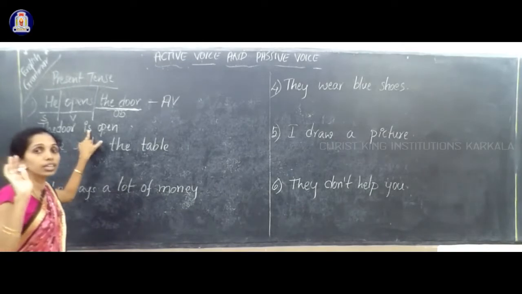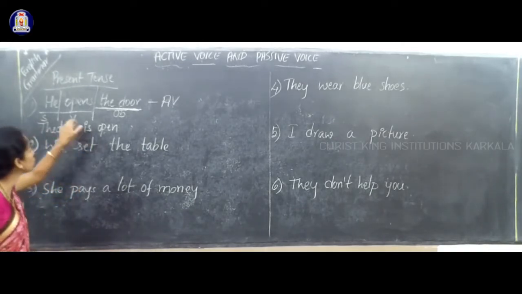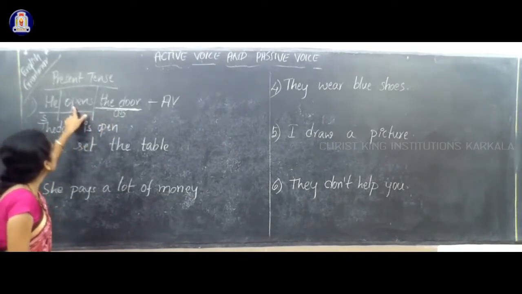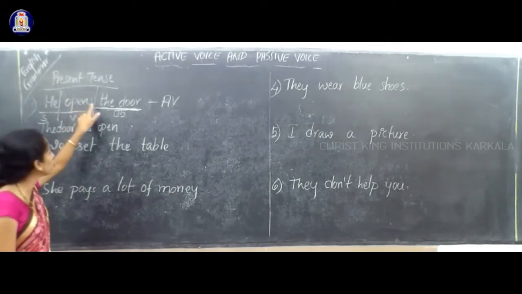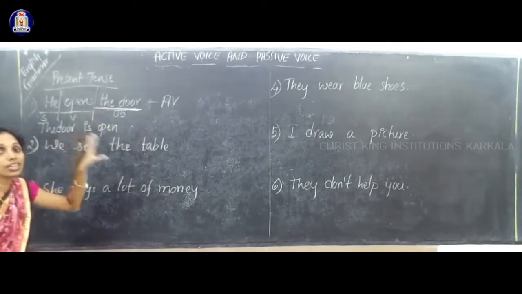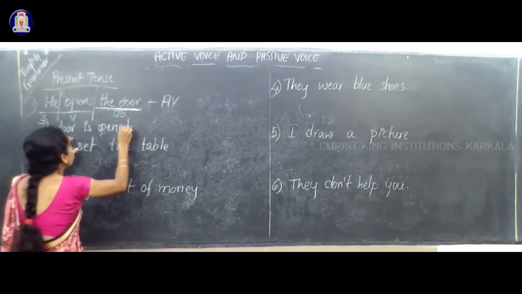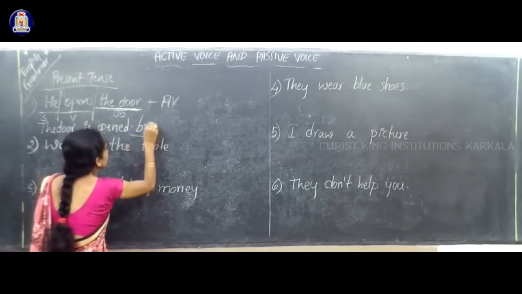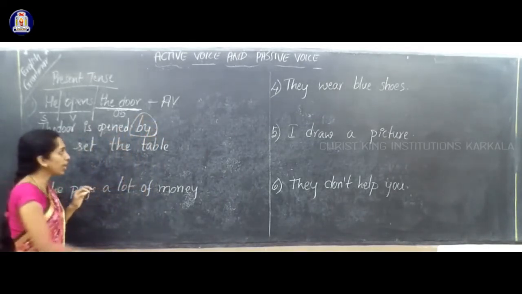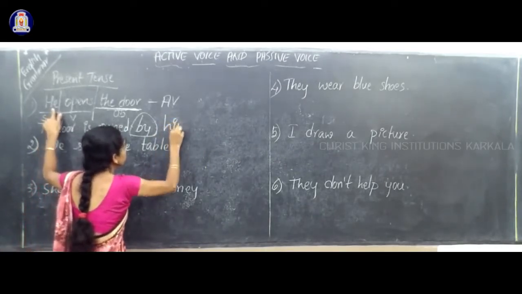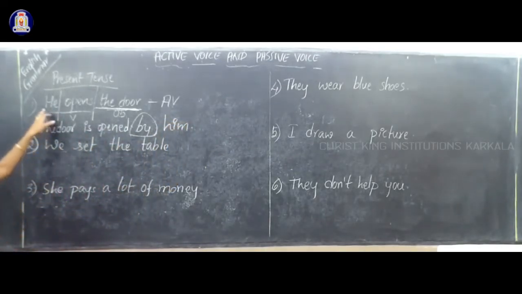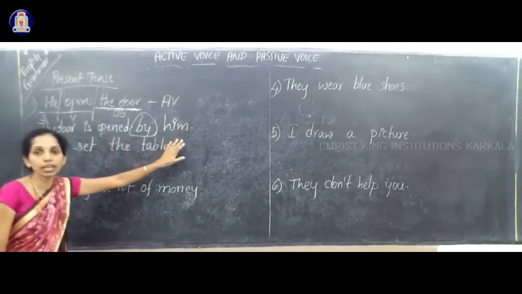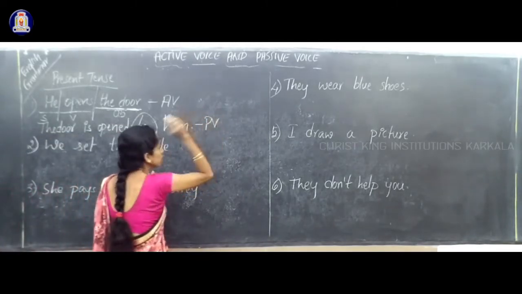Next, what we have to use? We have to use the third form of the verb. Which is the third form of the verb? Open. The past tense of open is opened, and the past participle of open is also opened. So the third form of the verb here is opened. The door is opened by. Here this also we have to add. By, he becomes him. So, he opens the door, active voice. The door is opened by him. This is the passive voice, isn't it?